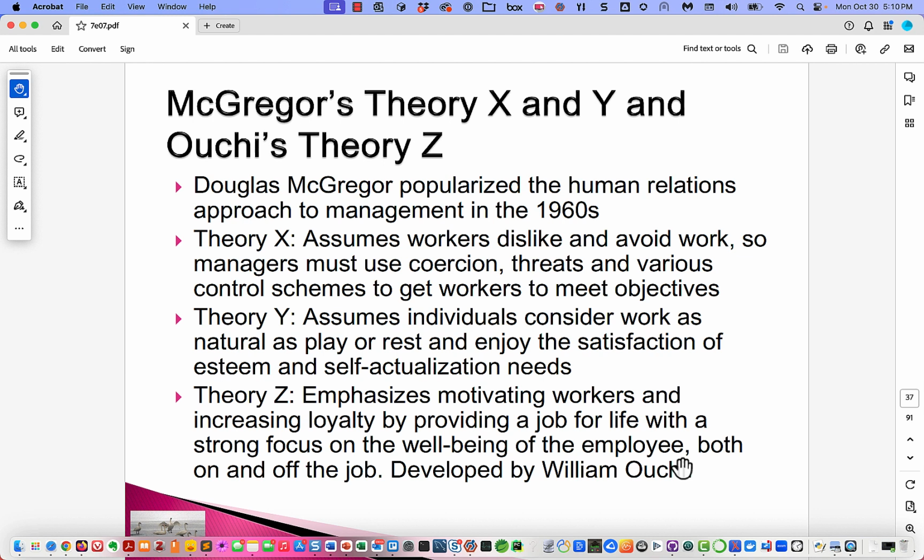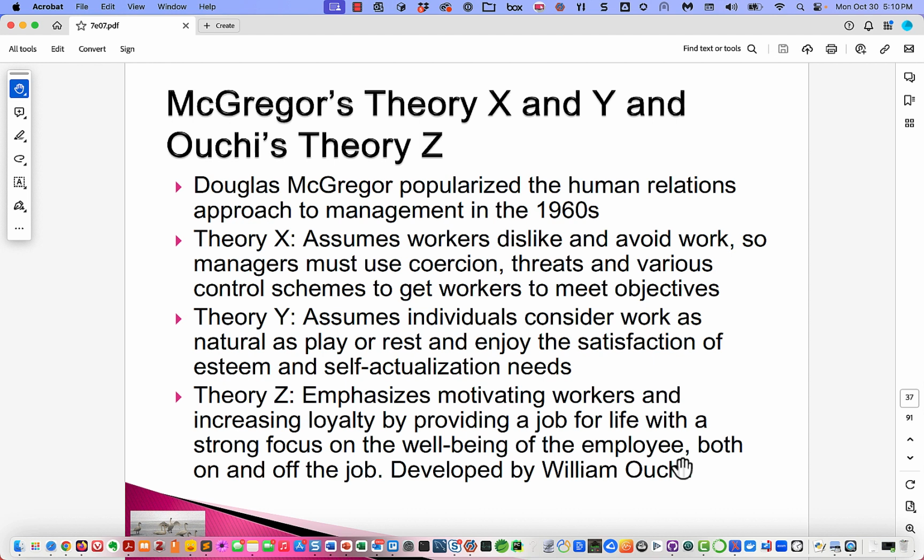McGregor's theory X and theory Y and Ouchi's theory Z. I've always loved these. So McGregor is Douglas McGregor, who popularized the human relations approach to management in the 1960s. And he posited two kinds of management theories, the theory X and theory Y. And he didn't say one was good and one was bad. That's why he called them theory X and theory Y.